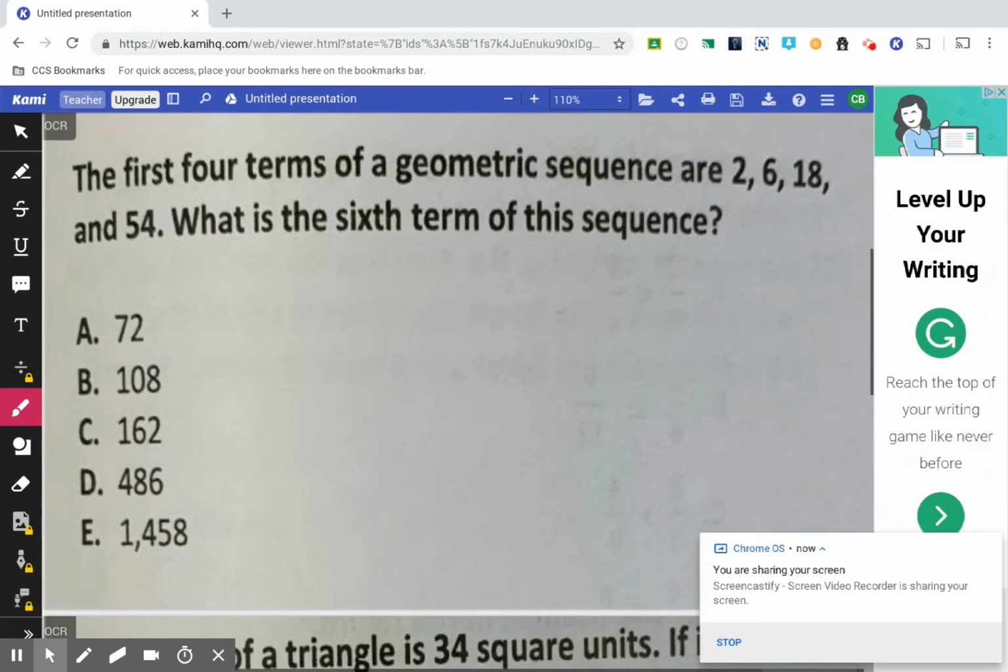So take, for instance, the 6, divide the number before it, 2. 6 divided by 2 is 3. That's that number we said. 18 divided by 6 is 3. 54 divided by 18 is 3. It'll give it to me that way. Okay? Let me show you 2 ways to work this.